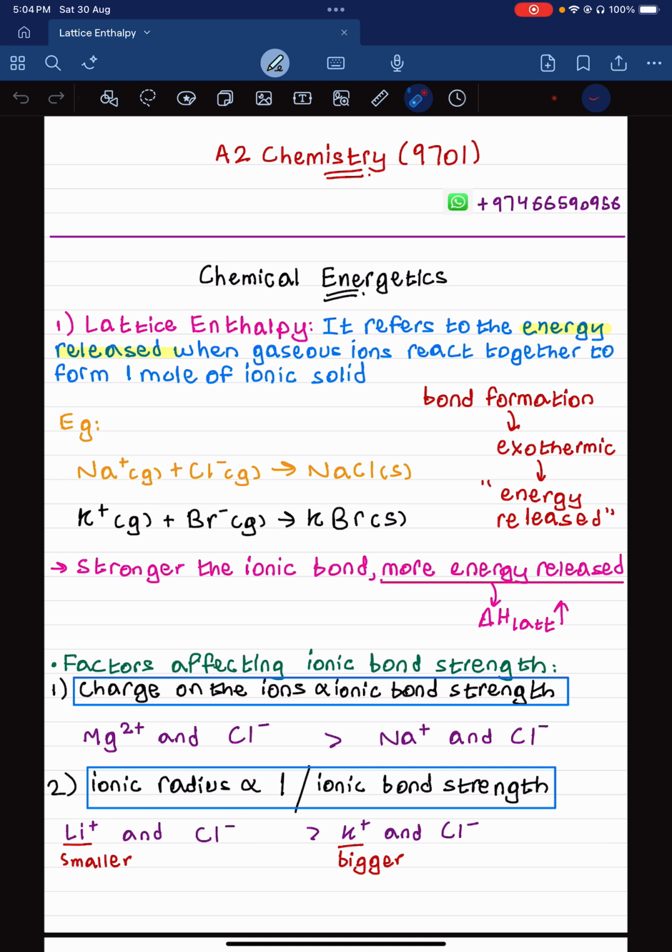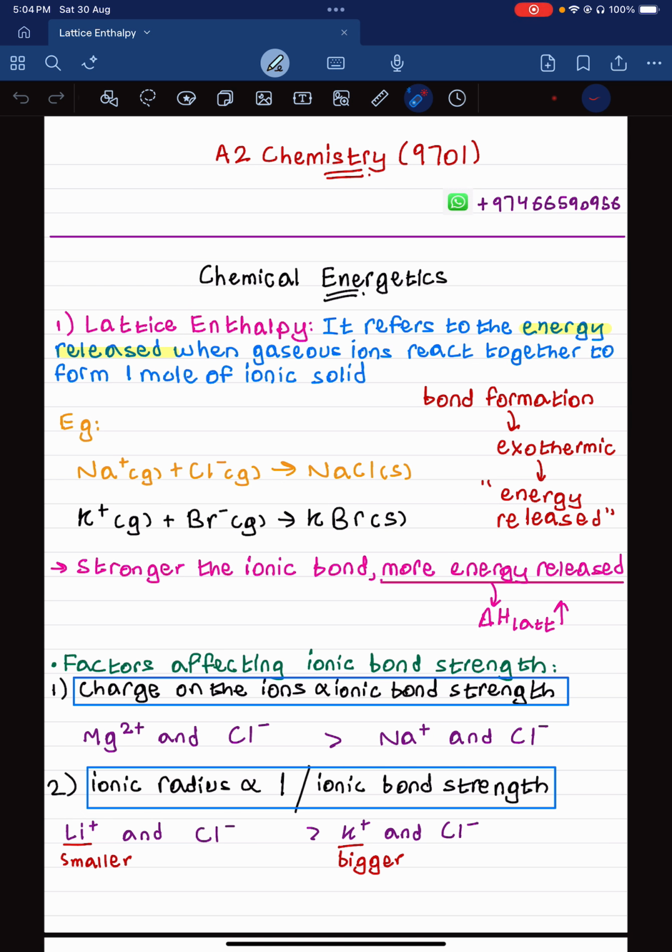This energy is released when gaseous ions react. Now, there are two things here. The species are ions, and they are also in the gaseous state. They react together and they form 1 mole of ionic solid. Let's say, for example, I have a sodium gaseous ion and a chloride gaseous ion. They react together to form 1 mole of sodium chloride in its solid standard state. Another example would be a potassium gaseous ion reacting with a bromide gaseous ion to form potassium bromide.